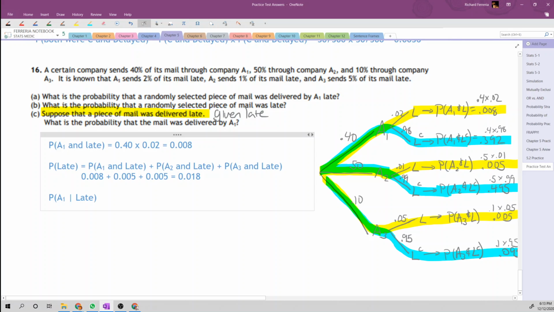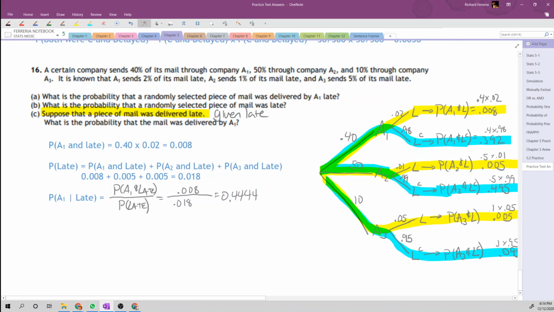Now that I have my tree diagram, the tree diagram lends itself nicely to using the formula. So we'll write down our formula for a conditional probability. We've got the probability of A1 and late divided by the probability of late mail. Luckily, we have both of those numbers. The probability of A1 and late is 0.008. The probability that we have a late piece of mail is 0.018. When you divide those numbers, we get 0.4444. So that's all of it. I hope you can see that the tree diagram is really helpful for all of these. And we will see you next time. Good luck on your Chapter 5 test.